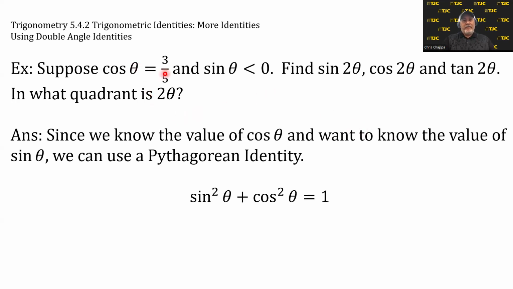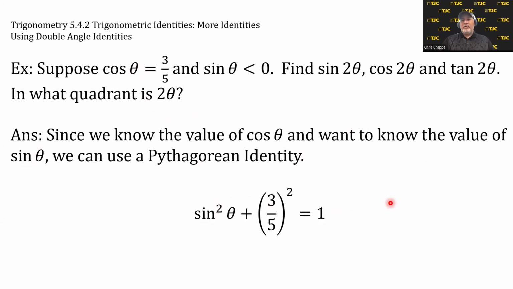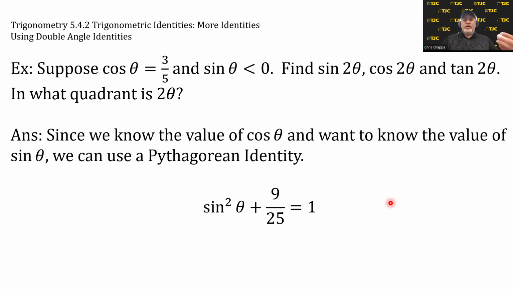Now, we know the value of cosine is 3/5, and we want to know the value of sine. A Pythagorean identity connects them: sine squared theta plus cosine squared theta is equal to 1. So since we know cosine of theta is 3/5, we can simply substitute 3/5 for cosine theta. Don't forget there was a square on it. Square the 3/5 to get 9/25. Subtract 9/25 from both sides of the equation. We're solving for sine of theta.